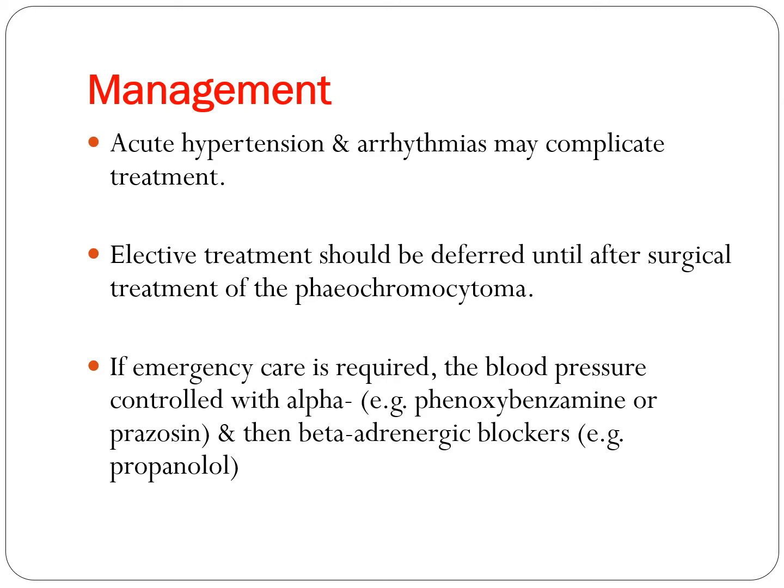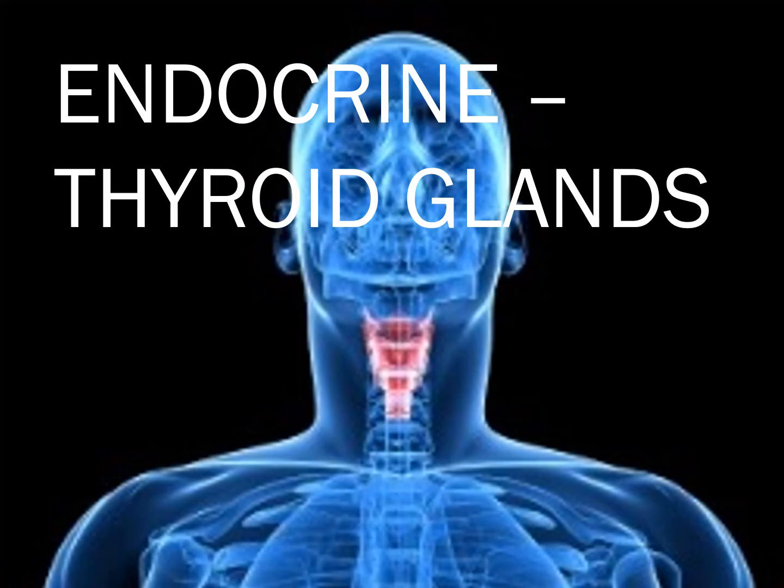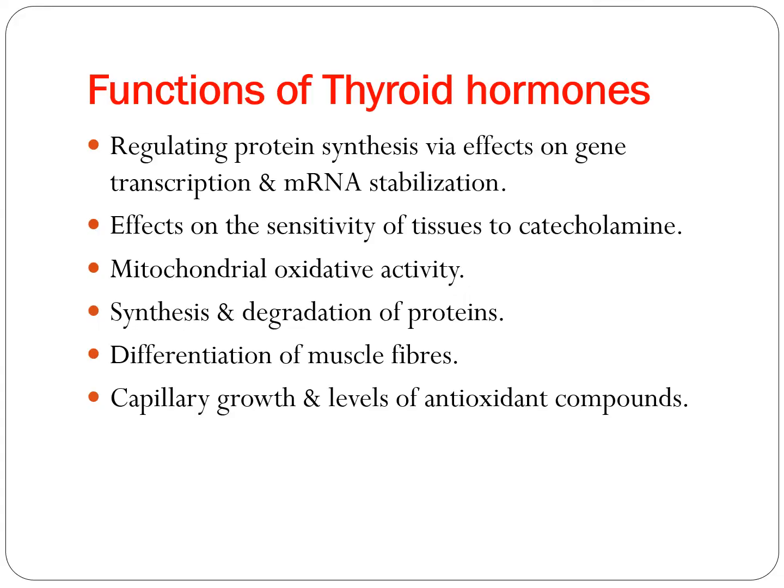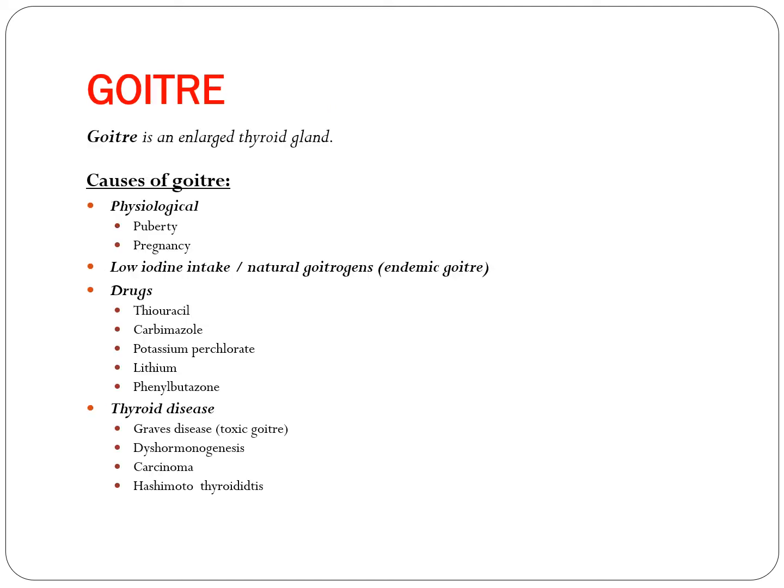Next we are going to the thyroid gland. What are the functions of the thyroid? Mainly regulating homeostasis via the effects of gene transcription, messenger RNA stabilization, the sensitivity of tissue to catecholamine, mitochondrial oxidative activity, synthesis and degradation of proteins, differentiation of muscle fibers, cell growth, and the antioxidant effect.